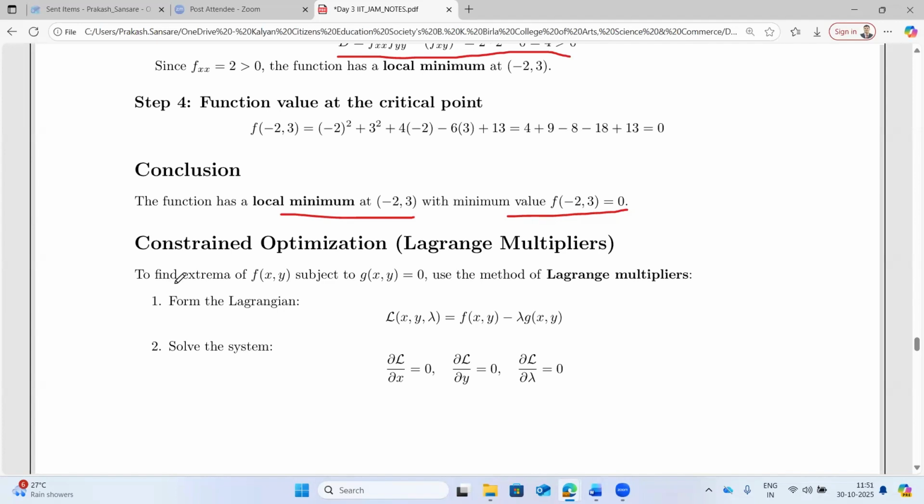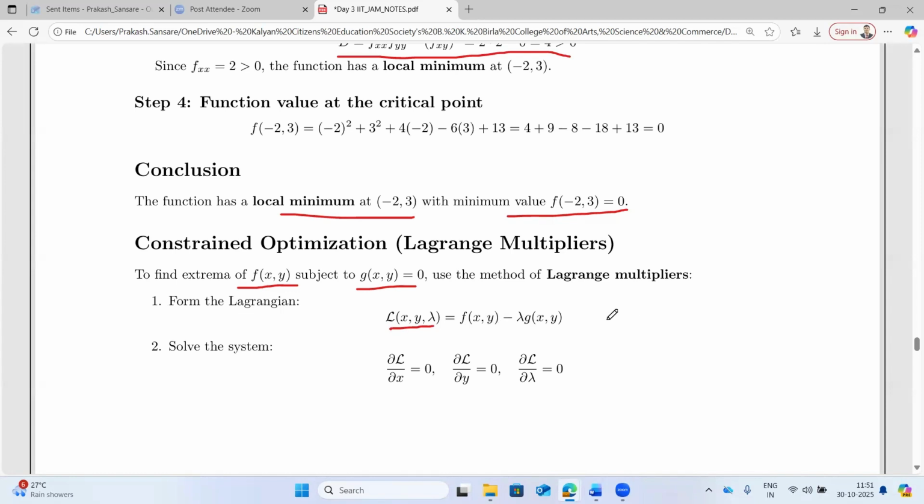So to find extrema of f of x comma y subject to g of x comma y equal to 0, use the method of Lagrange multiplier. We are calling it L of x comma y comma lambda. So you have to form this function f of x comma y minus lambda times g of x comma y. This lambda is called a Lagrange multiplier. And then solve the system.